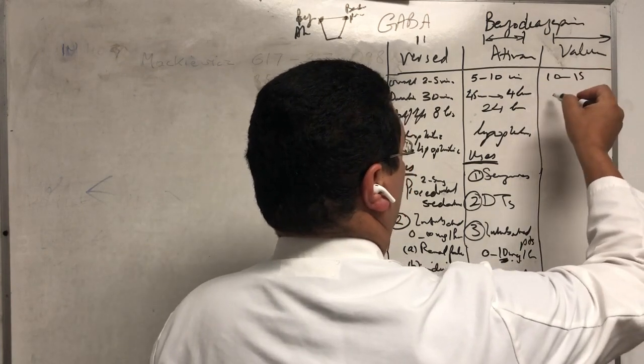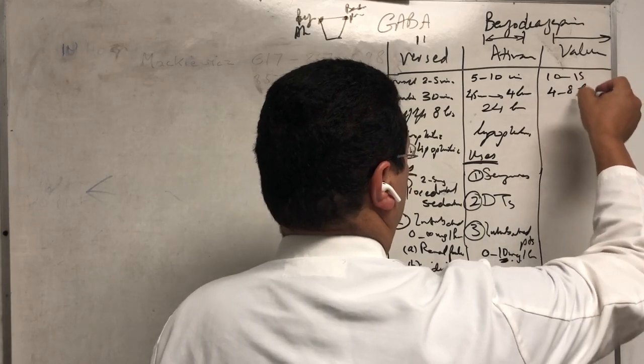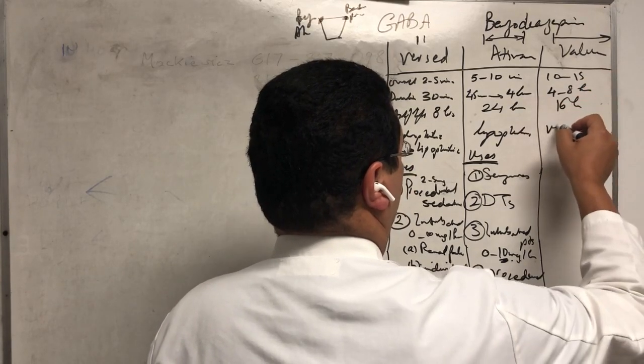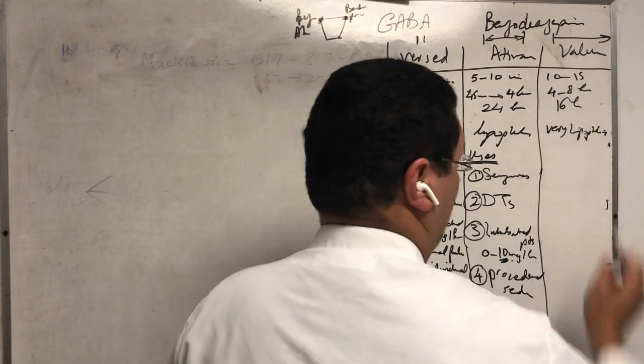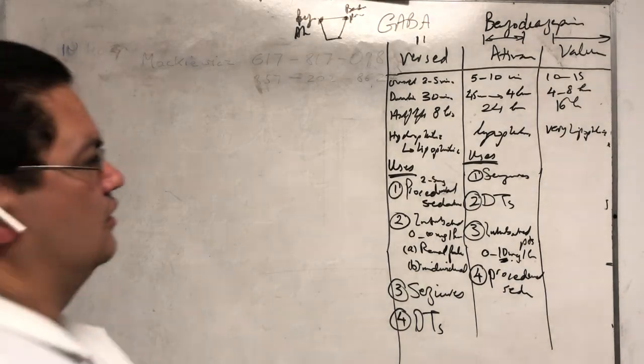Valium, onset of action 10 to 15 minutes, duration about 4 to 8 hours, half-life is 16 hours, and it's very lipophilic. So it will injure the vein. Very high incidence of having phlebitis from Valium, especially with the high doses that we give. Really, very, very high incidence.